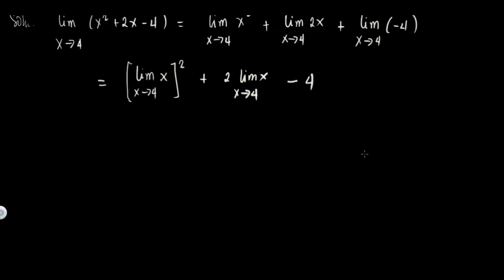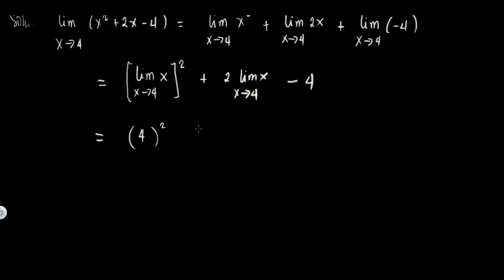Then, we solve. What is the limit of x as x approaches 4? This is theorem number 2. So we substitute this to x. So we have 4.